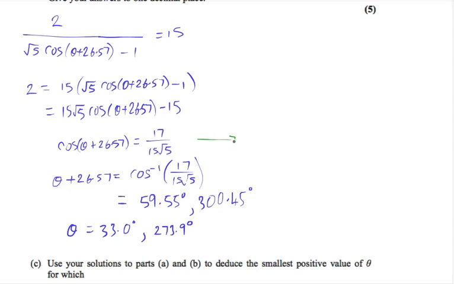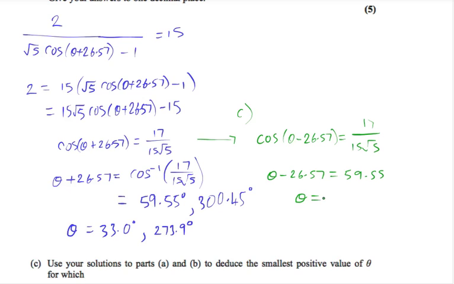So for part C, we would have cos(theta minus 26.57) equals 17 over 15 root 5. Following the same steps, taking cos to the minus 1 of this side gives us theta minus 26.57 equals 59.55. Adding 26.57 to both sides gives us theta equals 86.1 degrees to one decimal place. This is the answer to part C.